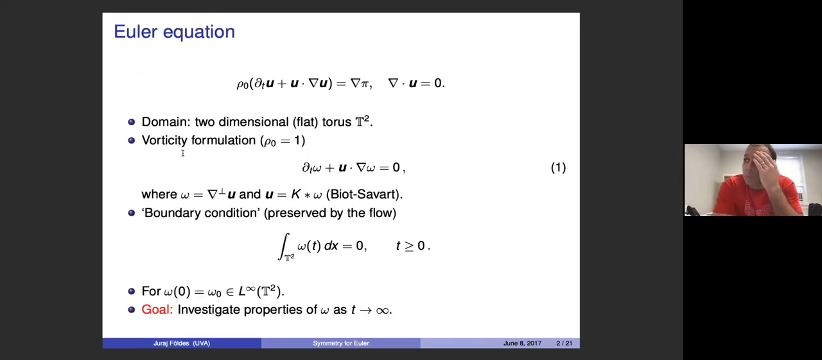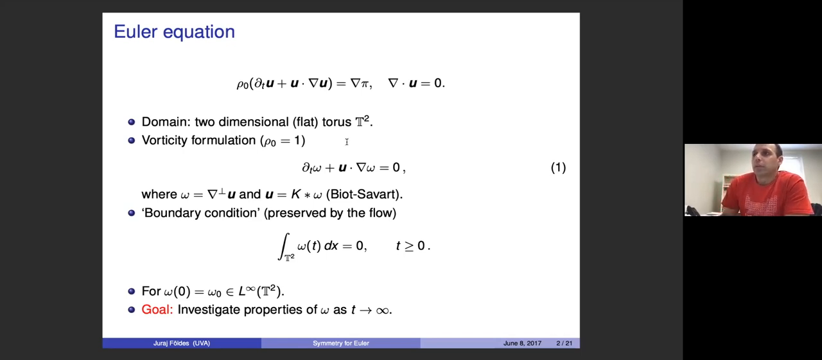All right, so let me start with Euler's equation. Hopefully everybody has seen this equation already. Euler's equation describes the evolution of the velocity of a fluid, denoted by u, and pi is the pressure of the fluid. We are going to consider that the divergence of our vector field is always zero. For simplicity, our domain is going to be a two-dimensional torus, and I'm going to comment on other domains and also on what we might expect in three dimensions.